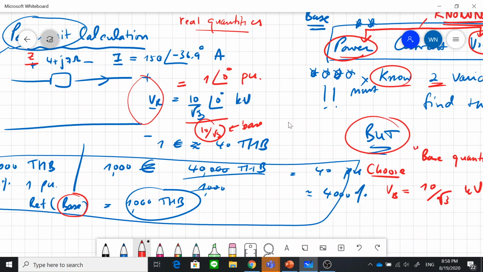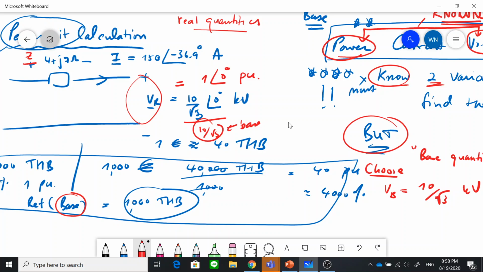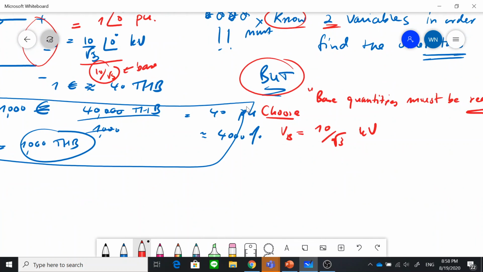Now we need to determine the base for impedance and the base for current. So I need to compute Z base and I base, all right. I re-emphasize here that when I write Z base and I base without any underscore, these are reals. So the Z base and I base is very simple.